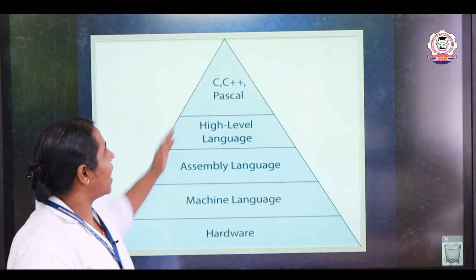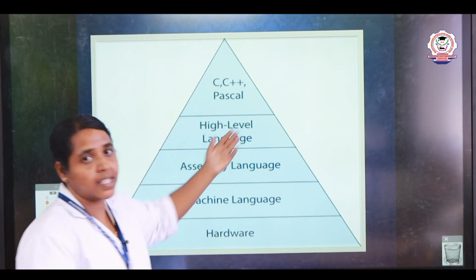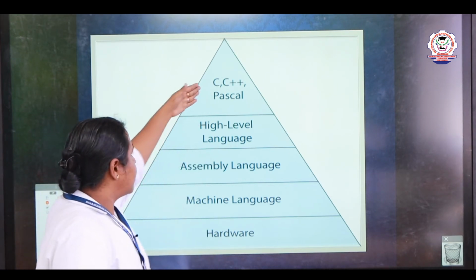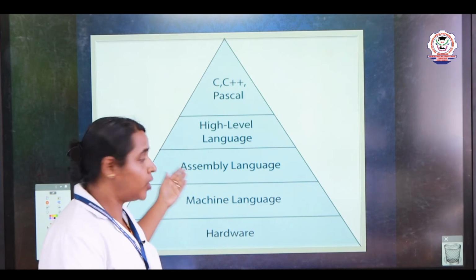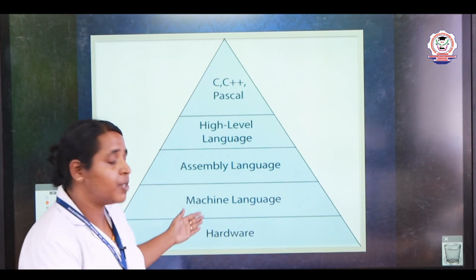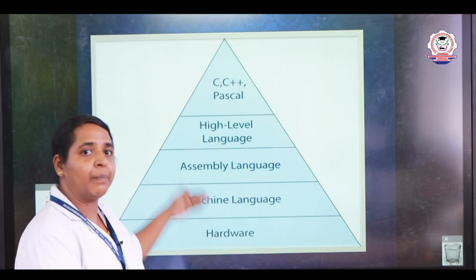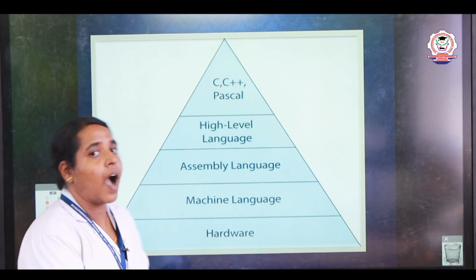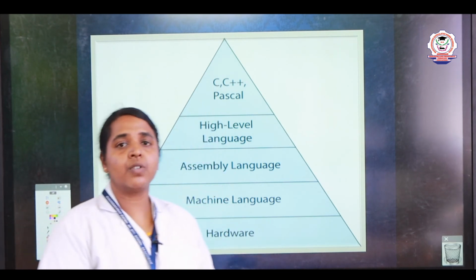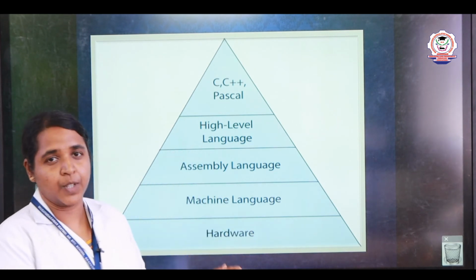Next we see the high level languages, that is C, C++, Pascal, like that. High level language is converted into opcode, then opcode is converted into machine level language. Machine level languages completely depend on the hardware, so the output is produced using the hardware system. So this is the triangle of programming languages.